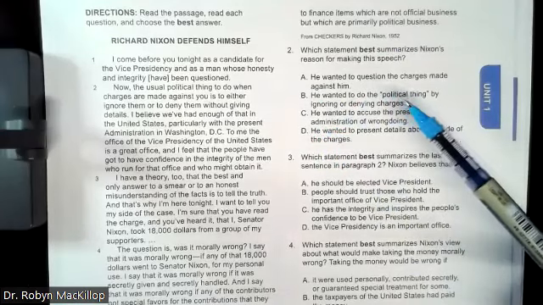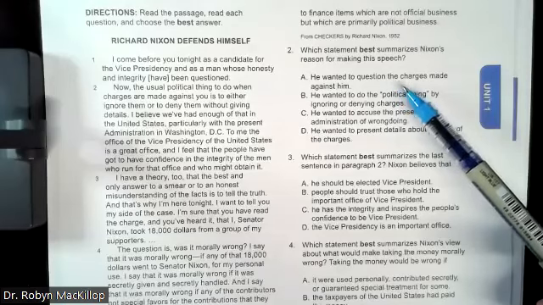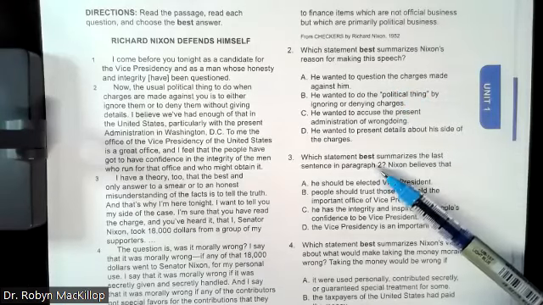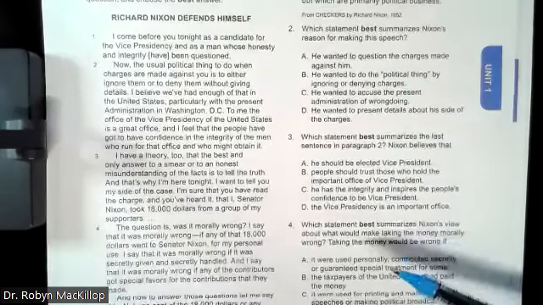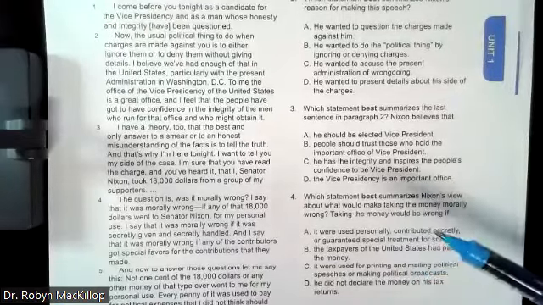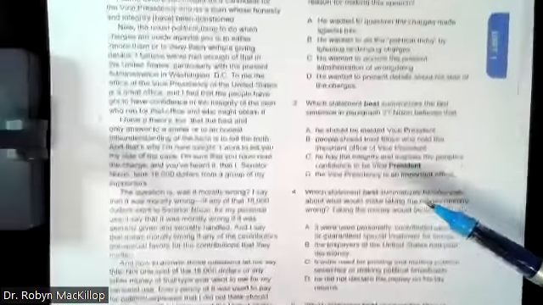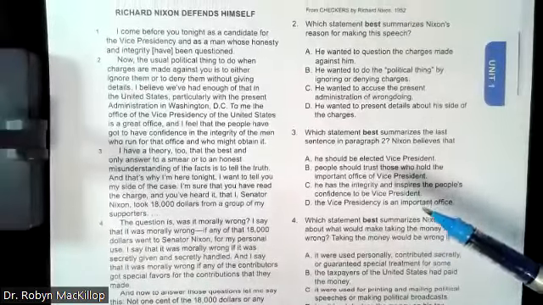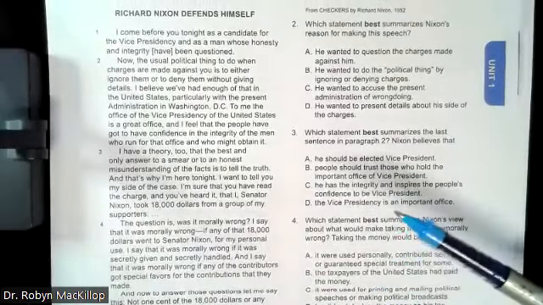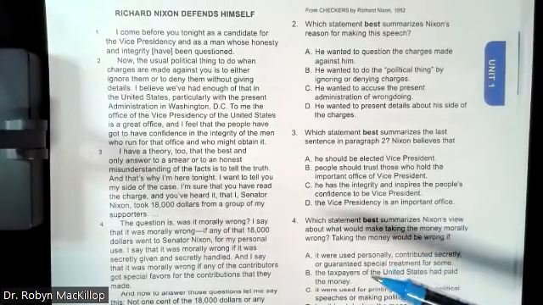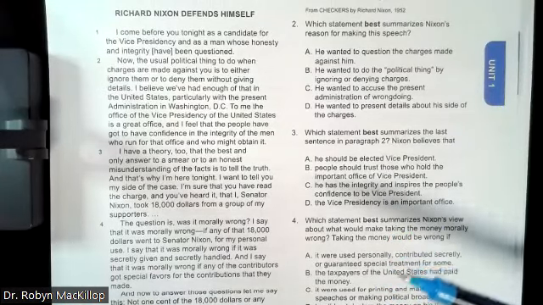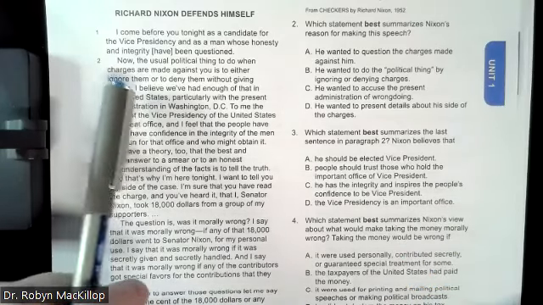Let's check the questions. What statement best summarizes... oh man, we're gonna have to read. When we get questions about summarizing, we have to read it. And this one's a long one. I don't love that you have to read all of this, but you'll know when you get to the test if you've got to really dig in or if you can just hit certain paragraphs. All right, so let's try this one.